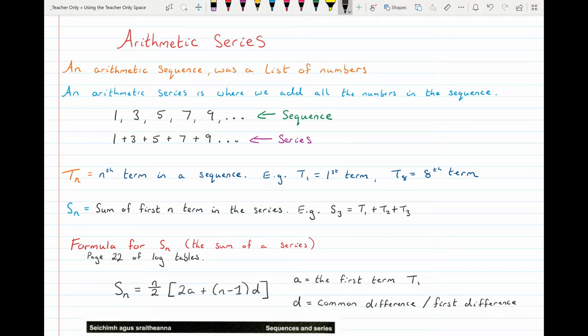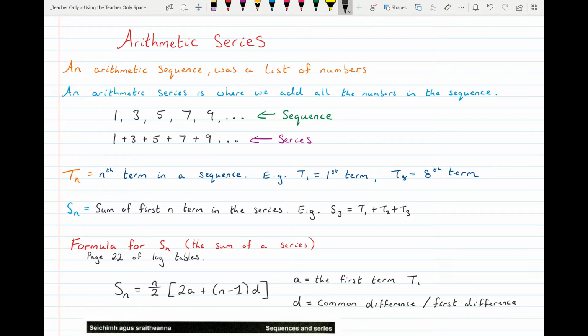We're going to continue today with patterns and now look at arithmetic series. So up until this point we've been looking at sequences, which were lists of numbers. A series is where we add all the numbers in the sequence together. So we're summing them all up as we go.